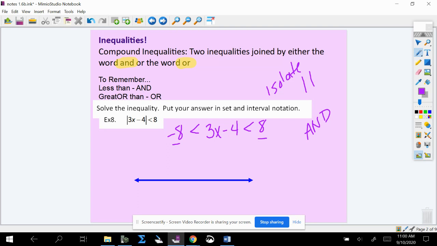Notice that my absolute value signs are both pointing towards the negative. They should both be pointing to the smaller number. So that's what I'm saying. My answer is sandwiched somewhere between negative 8 and positive 8.